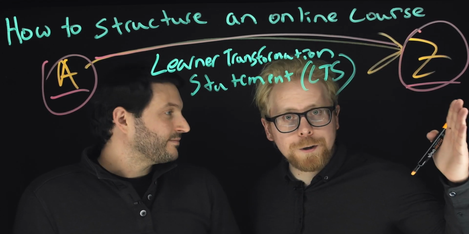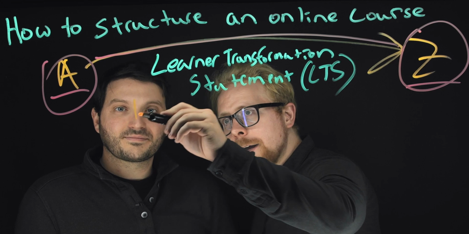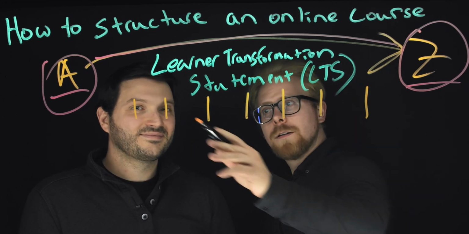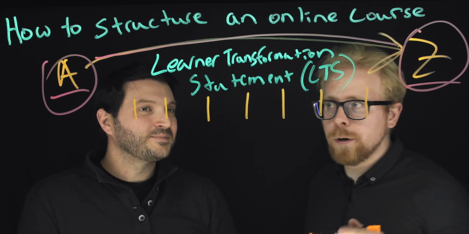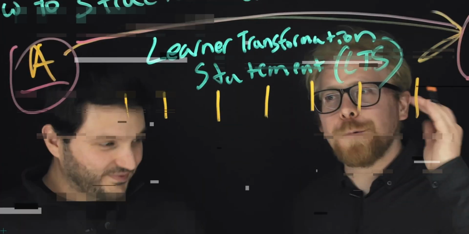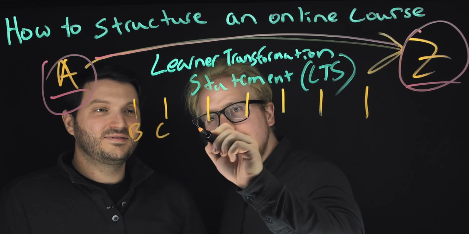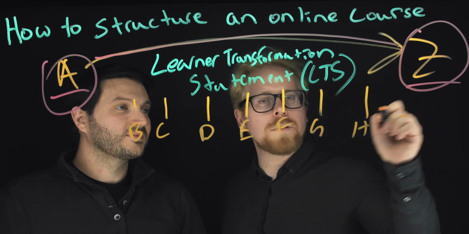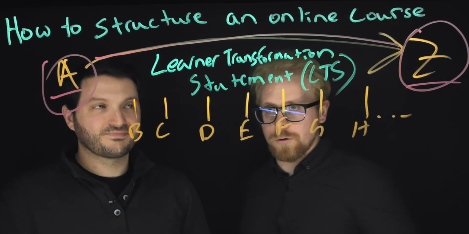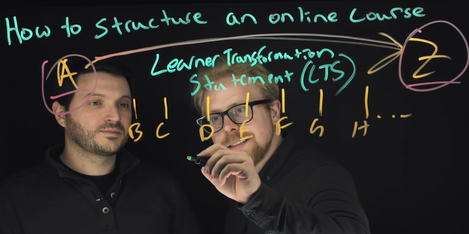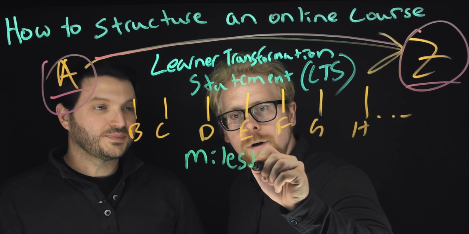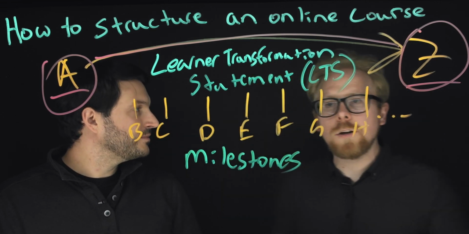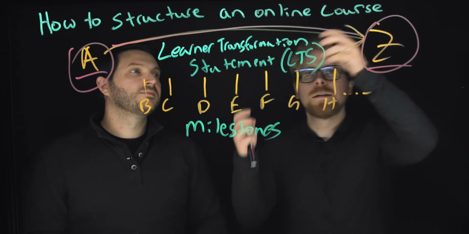And all the other letters are what we call milestones. So milestones. There's all these letters that they have to hit along the way. These are all milestones. So the rest of the letters, B, C, D, E, F, G, H, and so forth, are your milestones, okay? Your milestones. So that's the second thing you need to know when we are structuring a course. So your milestones bring your learner from A to Z.